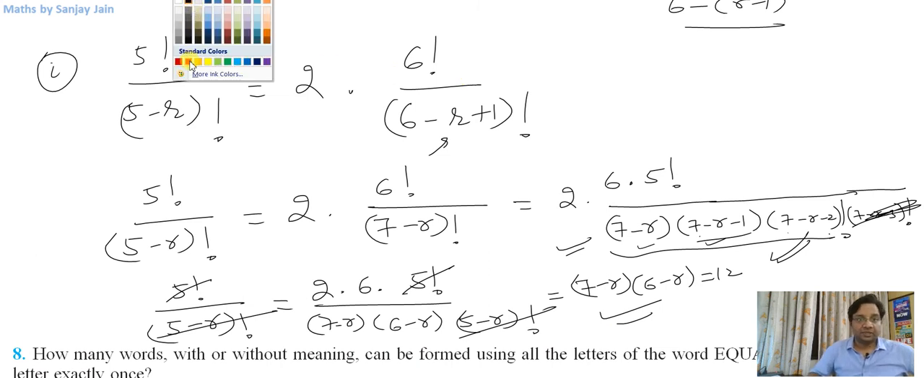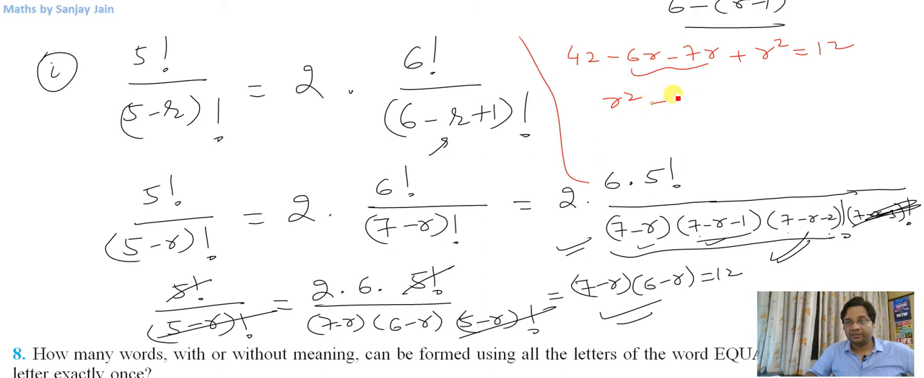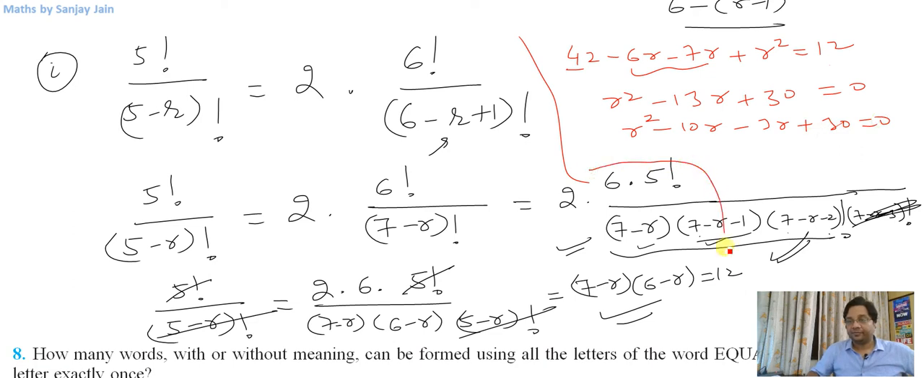So let's solve this quadratic expression. (7 minus r) into (6 minus r) is 42 minus 6r minus 7r plus r squared equals 12. So what is the quadratic that I have? r squared minus 13r, and 42 minus 12 is plus 30. So it is r squared minus 10r minus 3r plus 30. You can write it as (r minus 10) into (r minus 3) equals 0. So r can be either 10 or 3. I just need to validate these answers with the original question. So r, 10 and 3. These are two options.